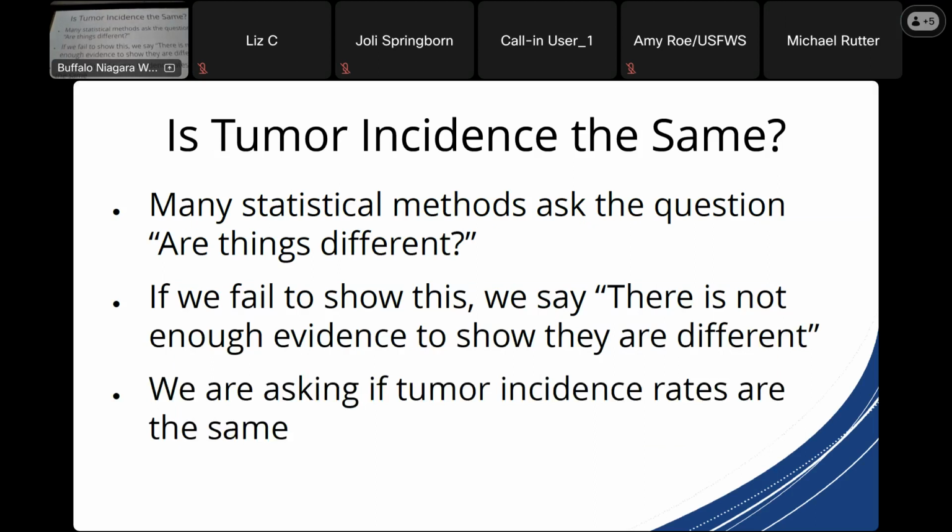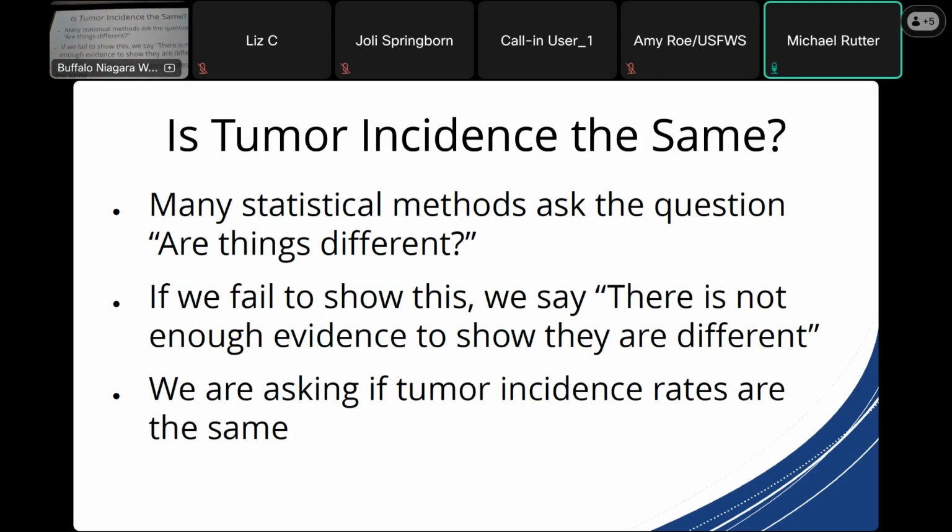So are these tumor rates different, or are they the same? This has been a question that bugged us for a very long time before I finally came up with a solution for Presque Isle Bay. Generally in statistics, you ask the question, are they different? And if they're not different, you typically say, well, we just don't have enough evidence to say that they're different. And one way to not have enough evidence is to not take a lot of samples.